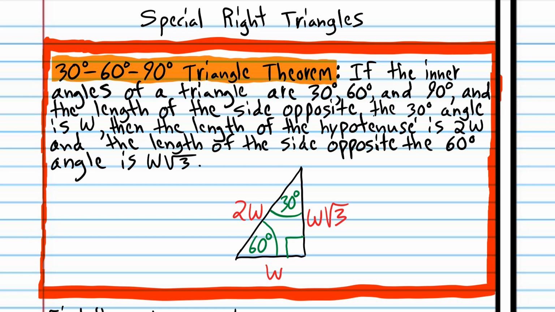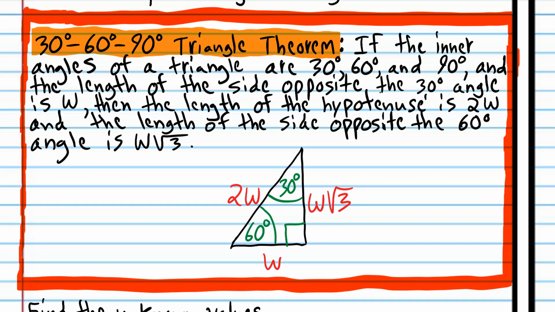Now, why is this triangle called a 30-60-90 triangle? It's called a 30-60-90 because one inner angle is 30 and another angle is 60 and the last angle is 90. That's why it's called 30-60-90. Now, what does this 30-60-90 triangle theorem tell us? It tells us that the length of the side opposite the 30-degree angle, whatever that number is, we'll call it W, the length of the hypotenuse is double that length. That's always true for a 30-60-90 triangle. And the side opposite the 60-degree angle is that number W times root 3. So that's just the way it is with every 30-60-90 triangle.